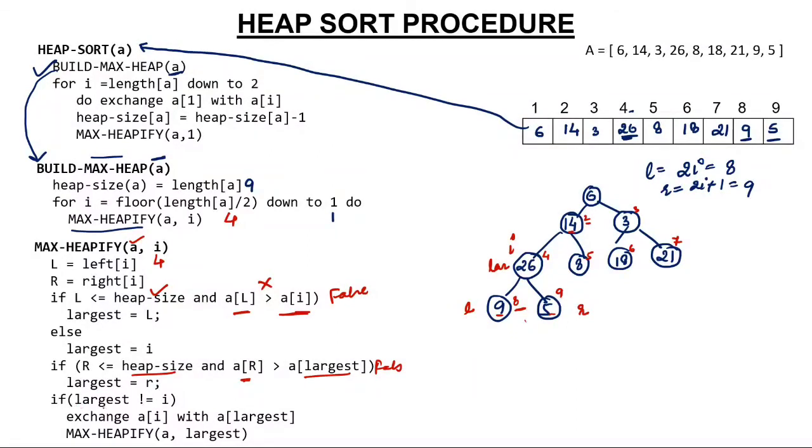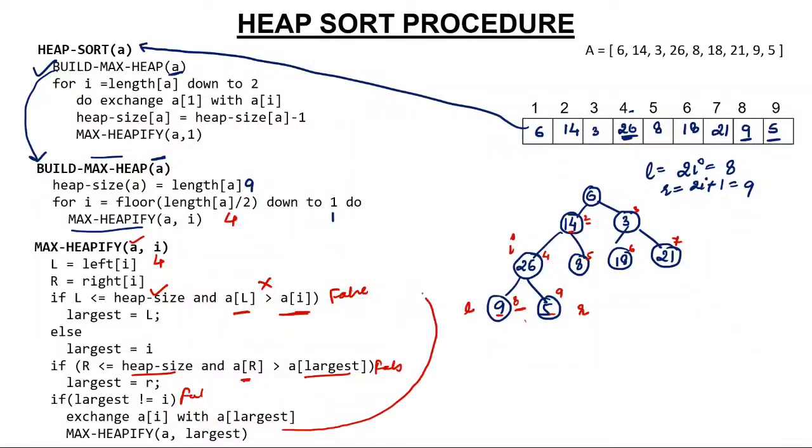Now I'll see, is largest not equal to I? No. This is again false. Largest is equal to I because I and largest are both at the same index, that is index 4. So if they are both at the same index, why would I exchange them? I will not exchange it. Fine. So 26 is at the correct position. So now what will happen? The loop will get terminated, and this function will get terminated.